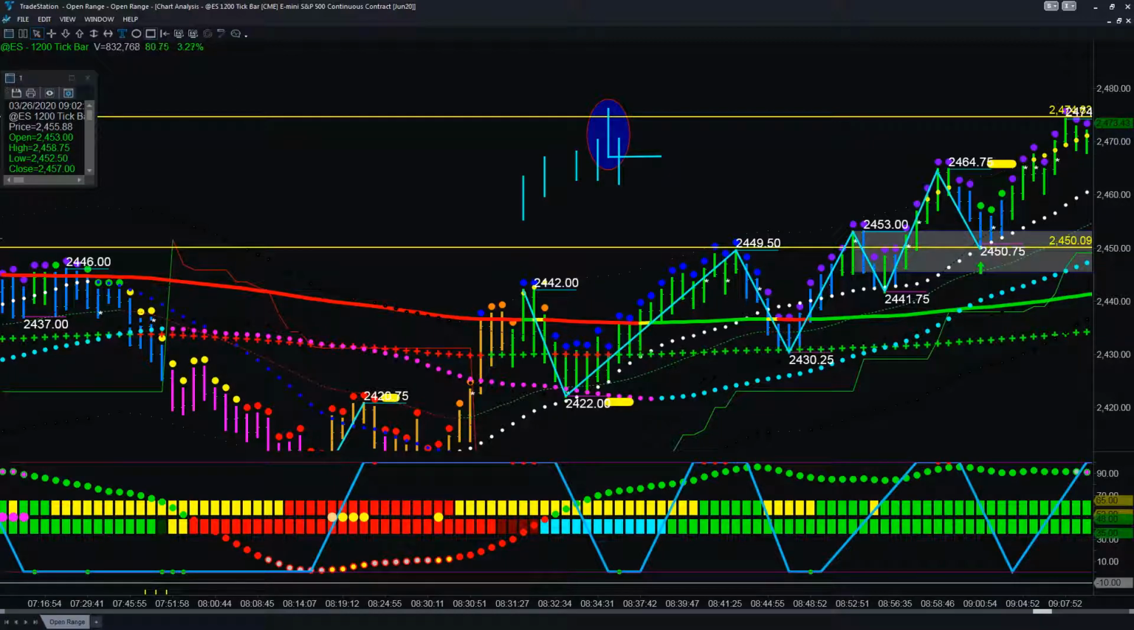Where would the next pullback be? Following structure, my next pullback should be the prior swing. So we went to 47s. Where should price pull back to? 46. I'm sorry, 64, right? 64s. Okay. So let's take a look.